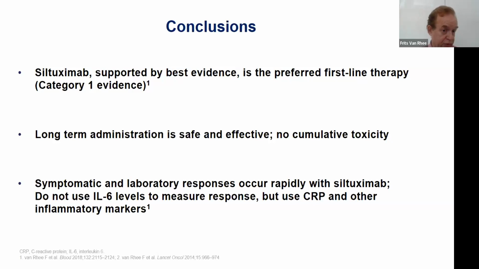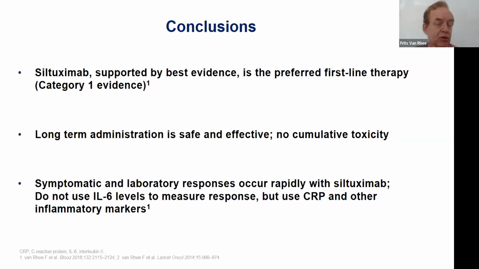Now, siltuximab, we feel, is the best study drug. That's why in our guidelines, we gave it category 1 evidence. I try to highlight that I think that the long-term administration as a single drug is safe and effective. No unusual infections, it's well tolerated, and no cumulative toxicity. In terms of responses, your symptomatic and laboratory response occurs quickly. And the lymph node response is much more delayed.